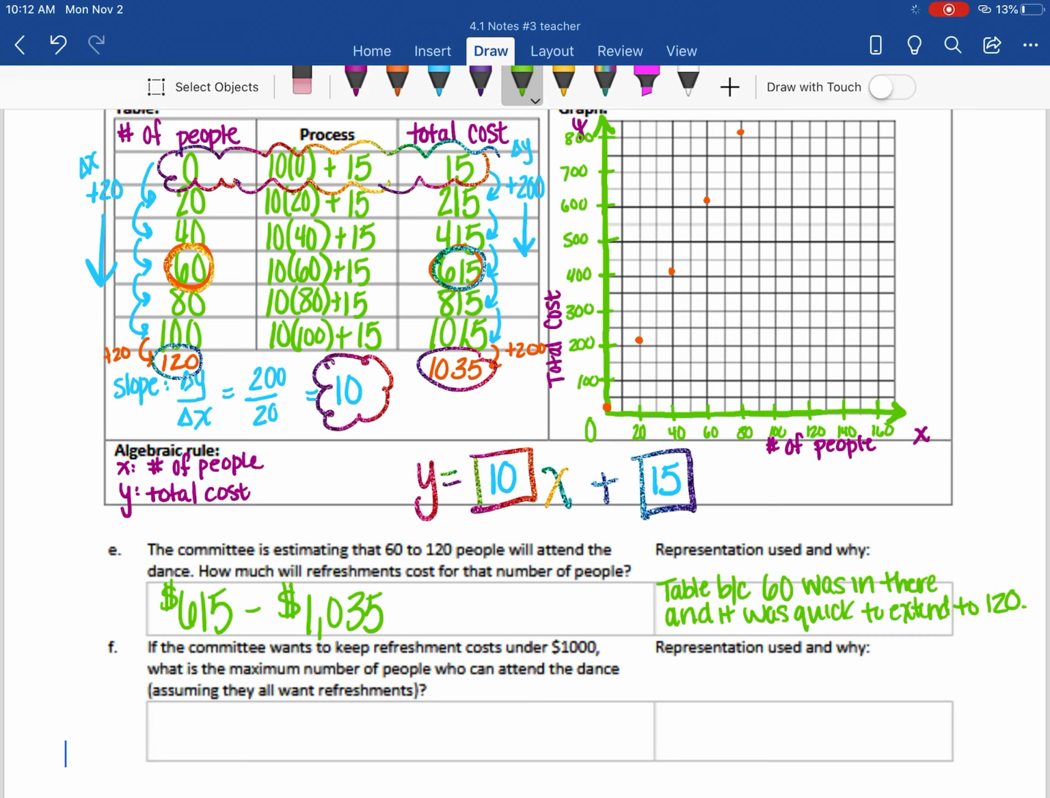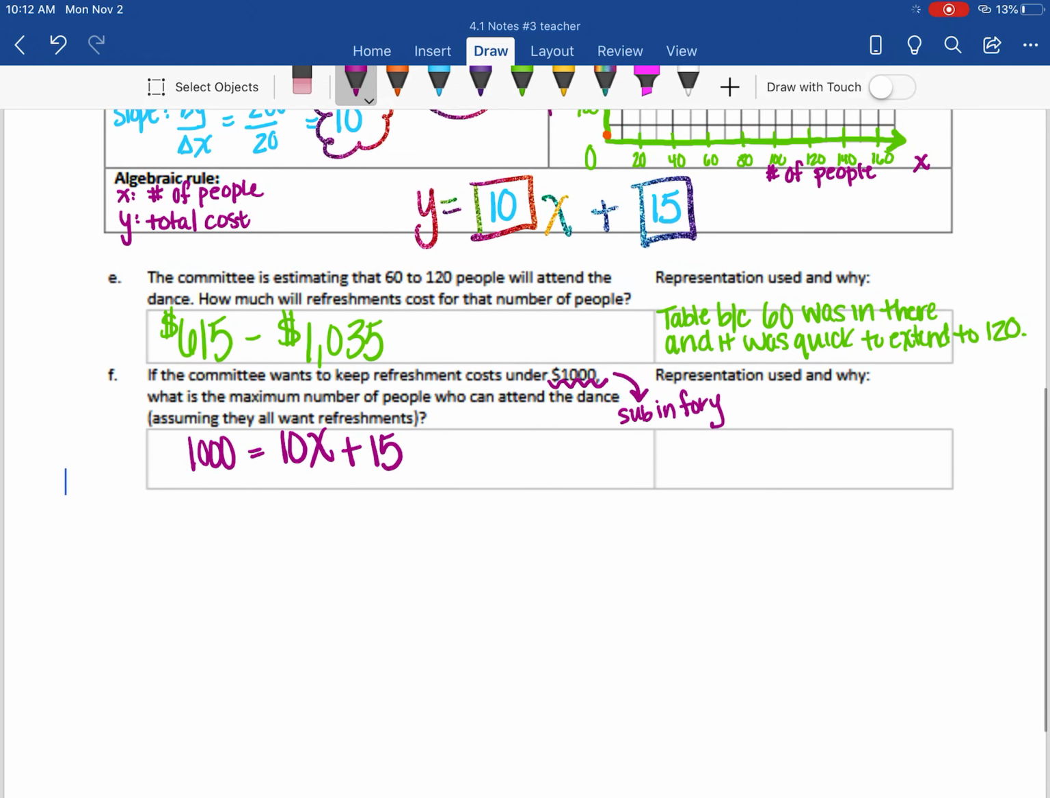And our graph doesn't go up to 1,000, so we can't really use our graph either. So we're kind of stuck with the rule. So if I look at my rule, and I think about where I want to substitute 1,000, well, 1,000 is a total cost. So that's going to substitute in for y. And then we're going to have to solve. So I have $1,000 equals 10x plus 15.